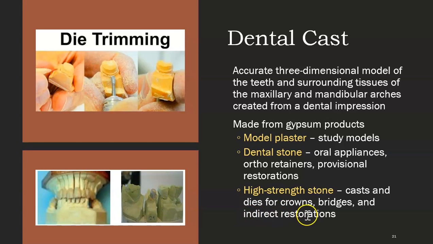Indirect restorations are restorations that are made in a lab. So a crown or bridge would be made in a lab. Direct restorations, and I'll get to that slide, are things you can do right then and there where you don't need to send anything to a lab, like amalgam fillings and composite fillings. Indirect, crowns and bridges, you probably need to send to a lab, and you would use a high strength gypsum product, high strength stone.